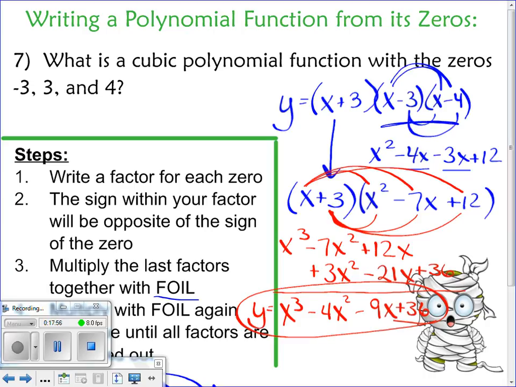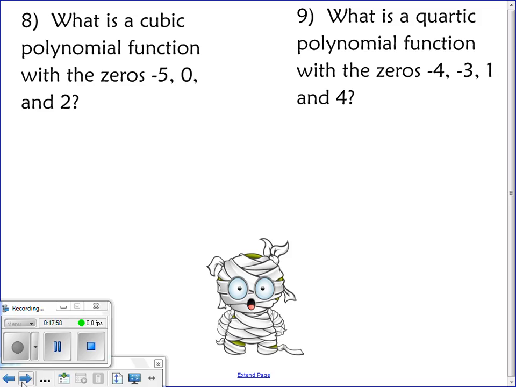Sure. Let's try another one. So number 8. What is a cubic polynomial function with zeros -5, 0, and 2? So we're going to write y equals, because I'm writing my equation. Where does -5 come from? Comes from x plus 5. Where does 0 come from? Oh, it comes from the GCF.